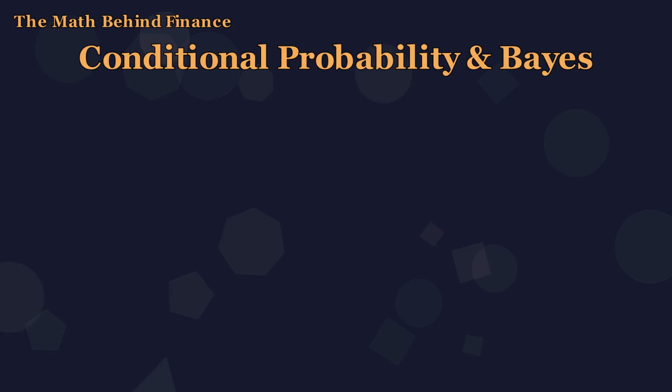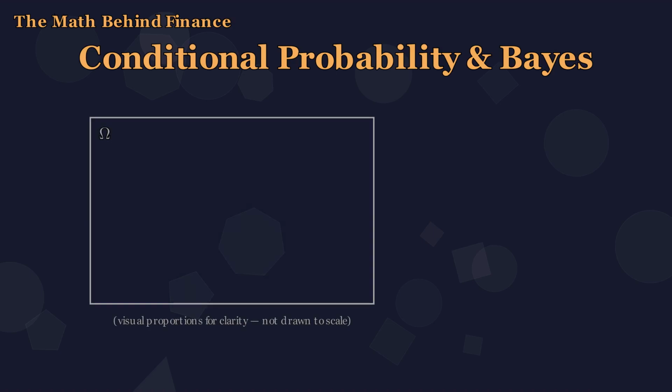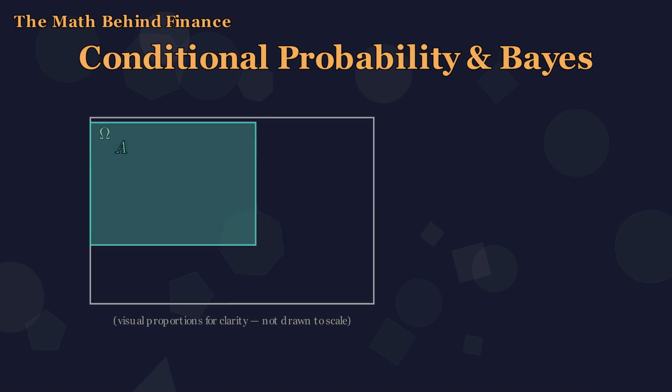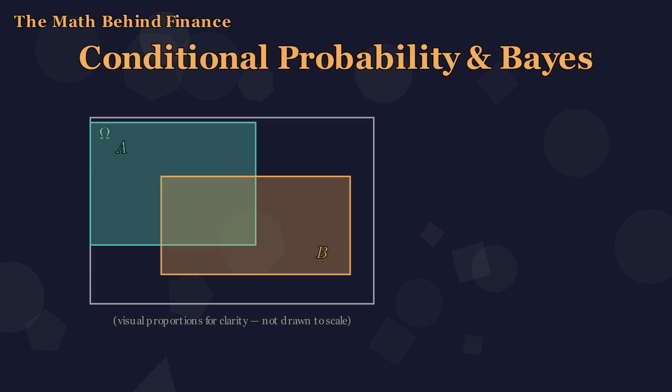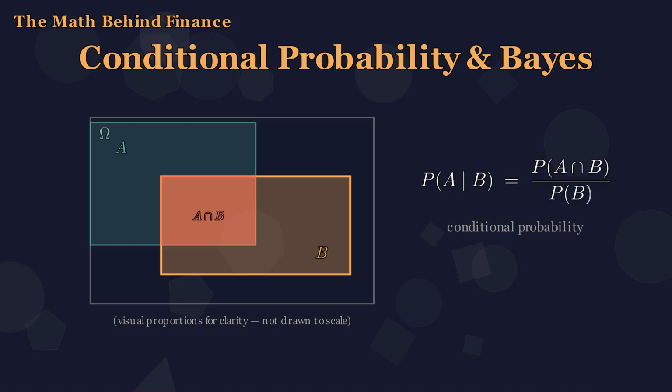When new information arrives, beliefs must update. The math of updating has a name, and it is 260 years old. Start with any space of outcomes, omega. An event A is a region inside it. A second event B is another region, which may overlap A. If we learn that B has happened, the world contracts. We now live inside B. The probability of A given B is the fraction of B that lies inside A. That ratio is conditional probability.